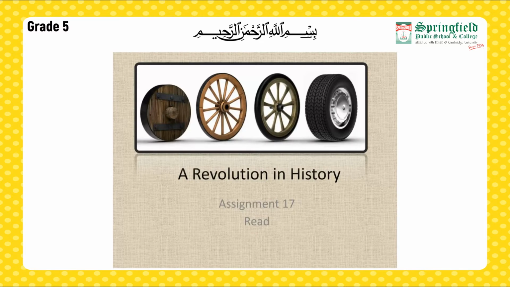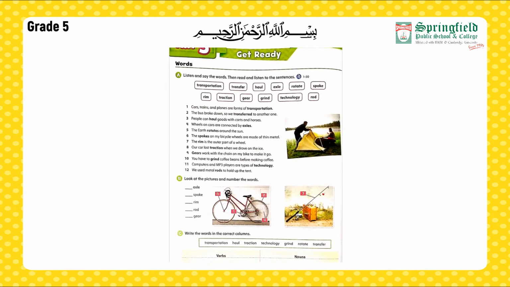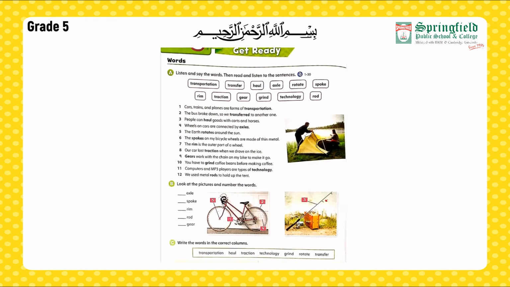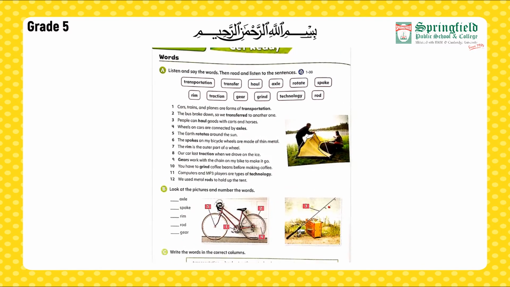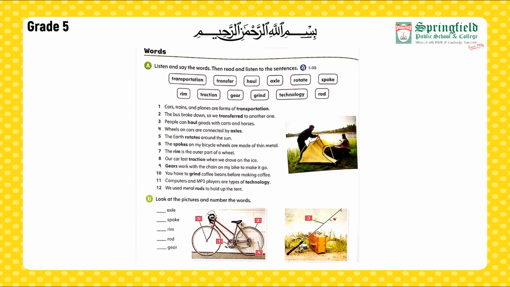This is your assignment 17, Read. A Revolution in History. So let's begin. We'll start with Get Ready on page 48. So you can open your page 48 of Oxford Discover Student Book. The audio is present in assignment, so listen and say the words. Then read and listen to the sentences.